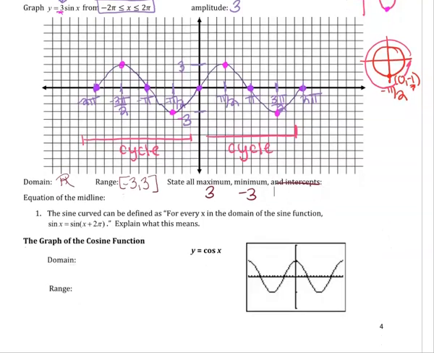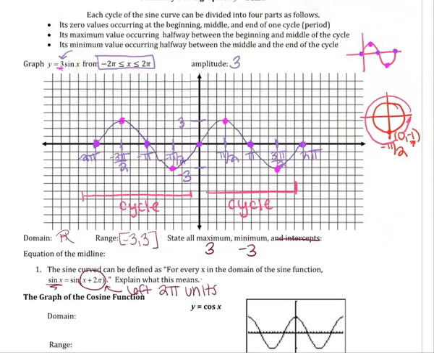Now, this says a sine curve can be defined for every x in the domain of a sine curve. Sine of x equals sine of x plus 2 pi. So what does that even mean? Well, from a transformational standpoint, this means shifting to the left 2 pi units. So they're saying sine of x is the same as sine of x shifted to the left 2 pi. So ultimately what that means is if you guys take a look at this graph of sine, I'll just pick like this portion right here. Here's 1 cycle.